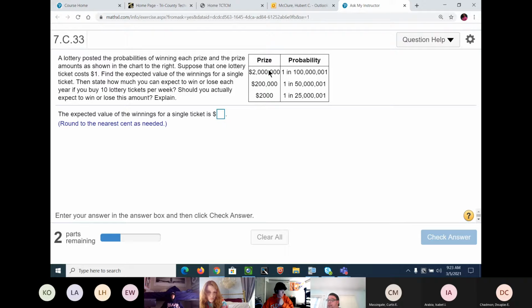So you're going to start with negative $1, and you're going to multiply 2 million times 1 over 10 million, plus 200,000 times 1 over 50 million, plus 2,000, and all these are positive because if you're looking from your context, if you win the lottery, that's positive, times 1 over 25 million. There you go.